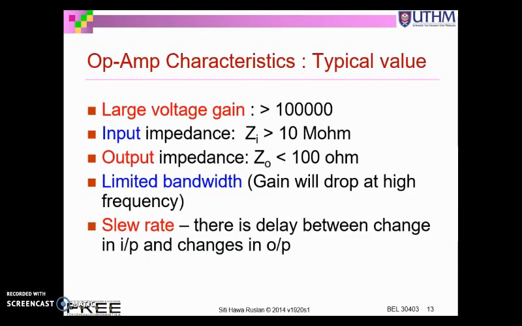Since I've shown you that op-amp is made from several stages of amplifier, there will be a delay between the input and the output, meaning that there is a slew rate. Okay, and finally, the common mode rejection ratio, the value is about 90 to 100 dB. So if you want to compare one op-amp to another, the op-amp with the highest dB will be better than the other one.